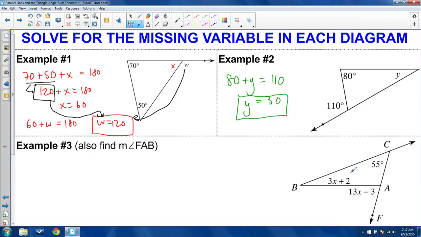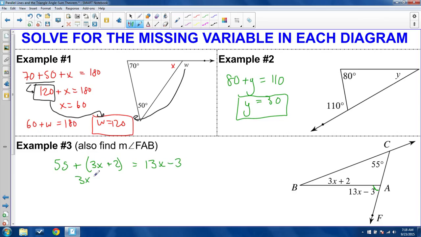Now I gave you a nice kind of big fat one that has expressions instead of just the variable. We have to solve for the variable. Then I also want you to find the measure of angle FAB. It's this guy right there. So once you find x, you substitute that value in and you find it. So let's add 55 with 3x plus 2. Those are the two non-adjacent interior angles. And then you'll get 13x minus 3.